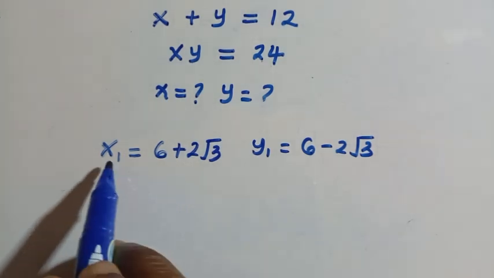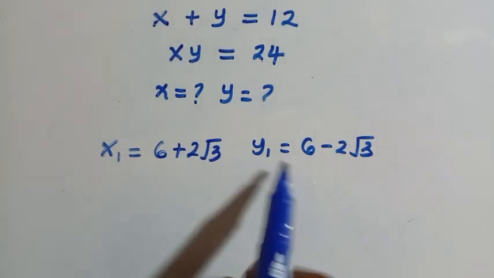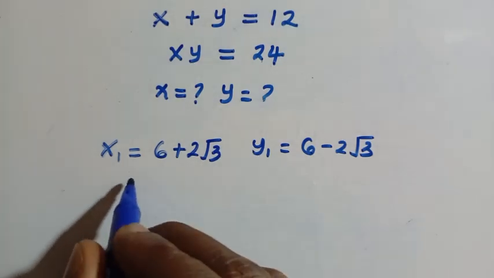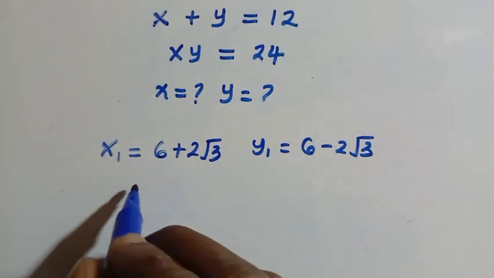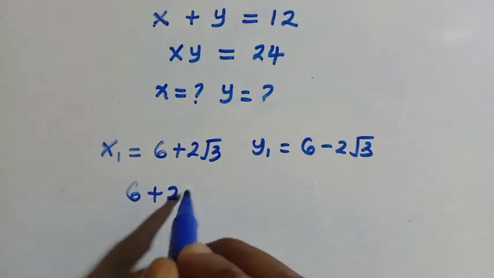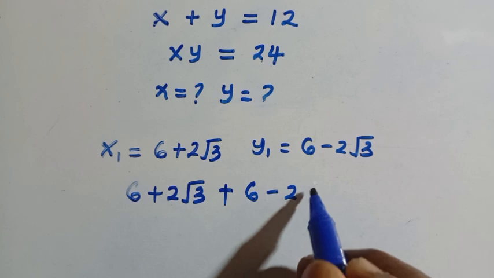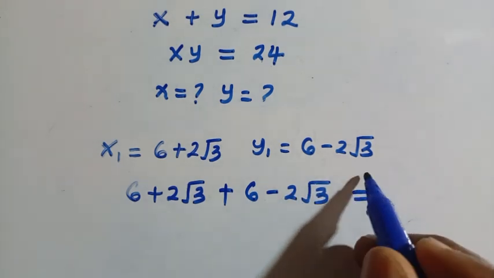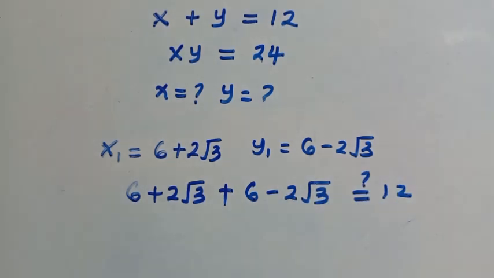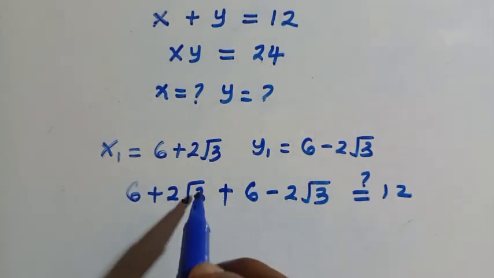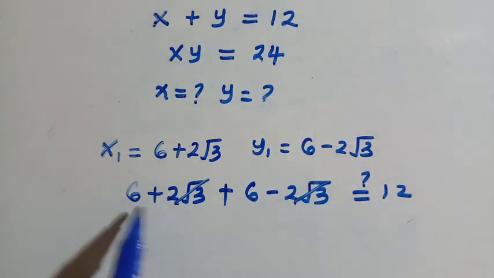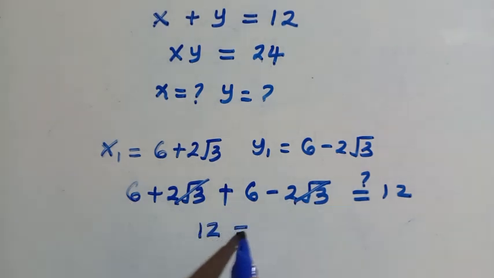So let's substitute x1 and y1 into the first equation. We have x plus y, which is 6 plus 2 square root of 3, plus y1, which is 6 minus 2 square root of 3. We want to check if this equals 12. By this, 2 root 3 minus 2 root 3 cancel each other. So 6 plus 6 equals 12, and 12 equals 12. So this is verified and it proves right.